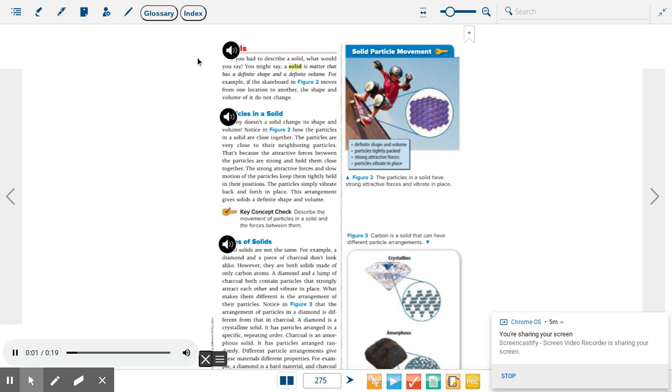Solids. If you had to describe a solid, what would you say? You might say, a solid is matter that has a definite shape and a definite volume. For example, if the skateboard in Figure 2 moves from one location to another, the shape and volume of it do not change.